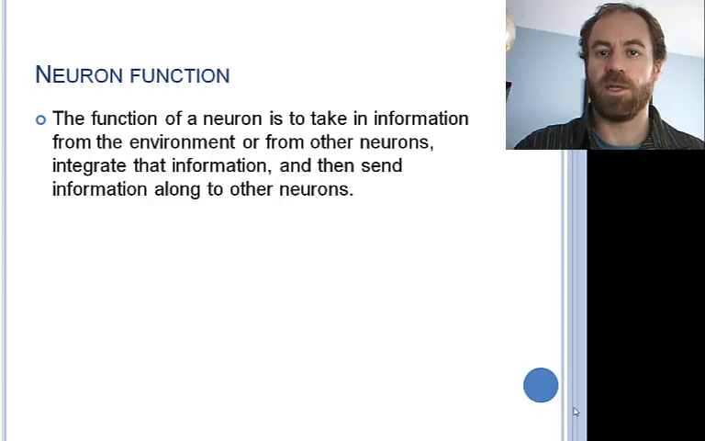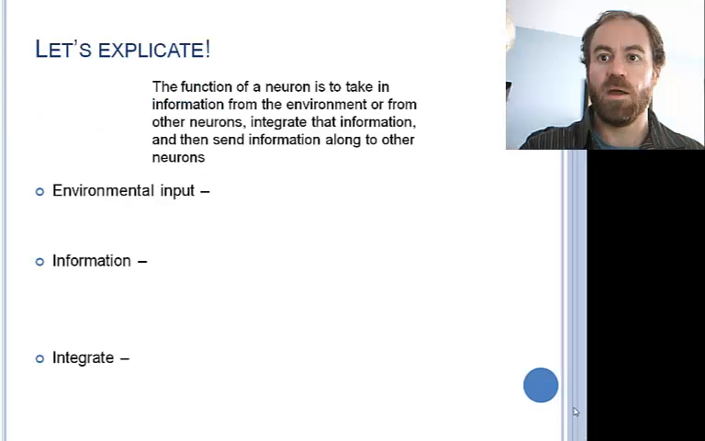So what is it that neurons do? Well, here's our working definition. The function of a neuron is to take in information from the environment or from other neurons, integrate that information, and then send the information along to other neurons. That's really not clear, so let's explicate a little.